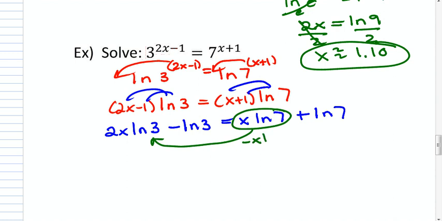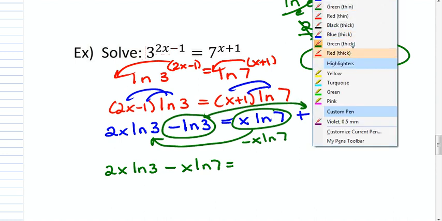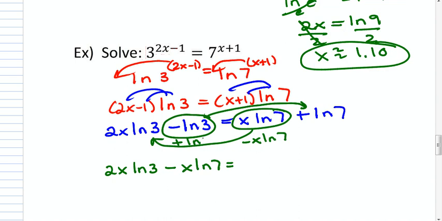So I'm going to subtract. So I get 2x ln 3 minus x ln 7. And then I'm going to take this term here that doesn't have an x, and I'm going to move it to the other side by adding the ln of 3. Now keep in mind, these are not like terms. The ln of 7 plus the ln of 3 is not the ln of 10. Alright, so we have to keep them separated. So ln 7 plus ln 3.